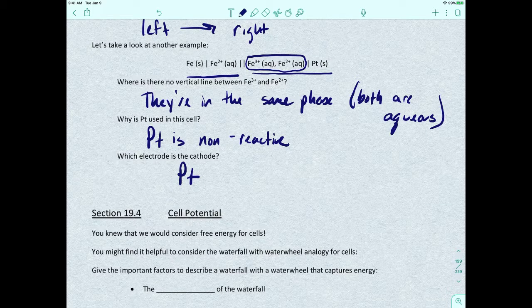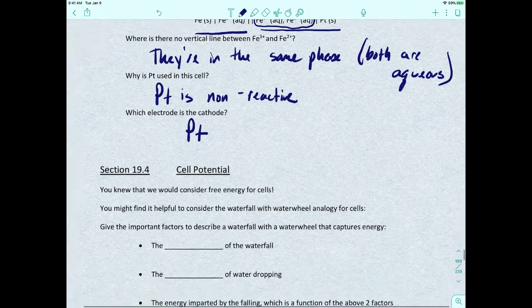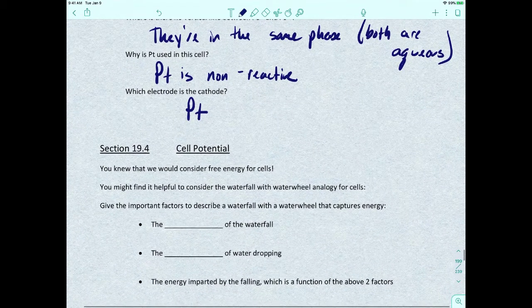All right, so what we're going to do now is try to find a way to quantify a galvanic cell, but also at the same time, how do we relate the voltage that's generated from this galvanic cell back to Gibbs free energy? Okay, so what I'm going to do is go back to this waterfall analogy because that's going to help lead us into what we're going to talk about here.